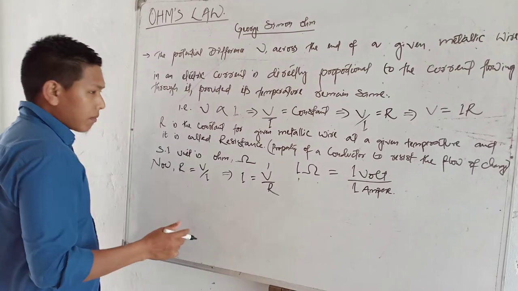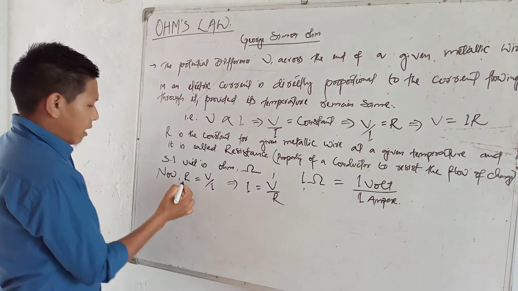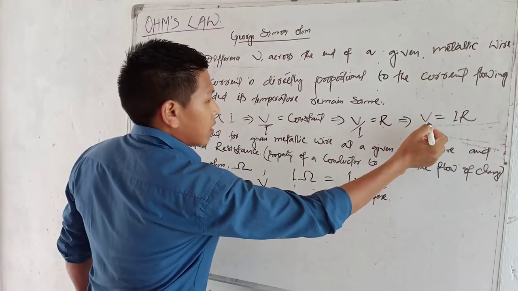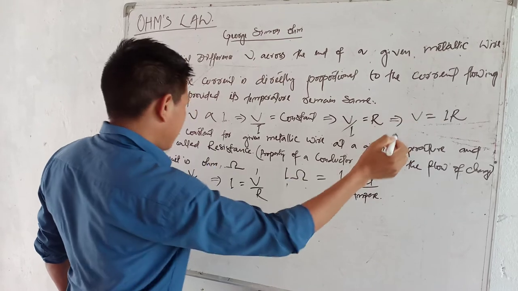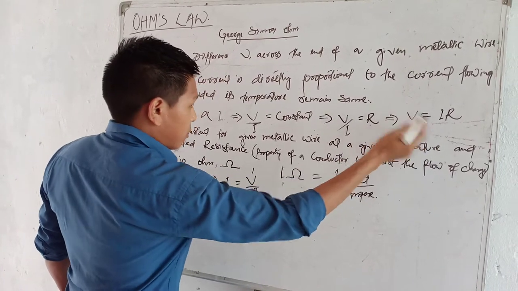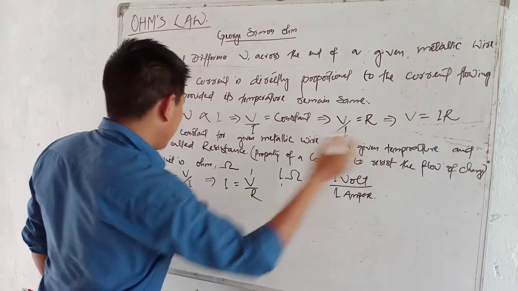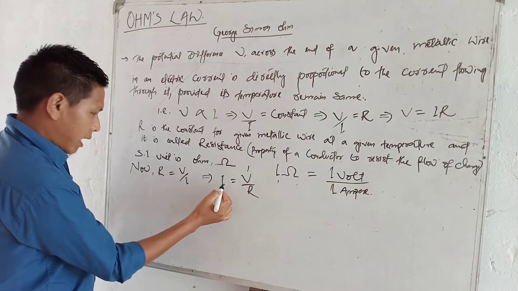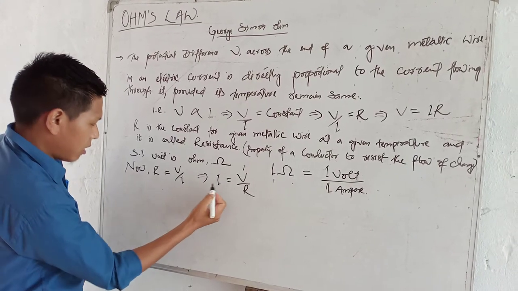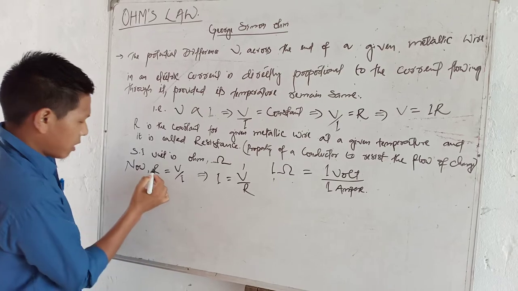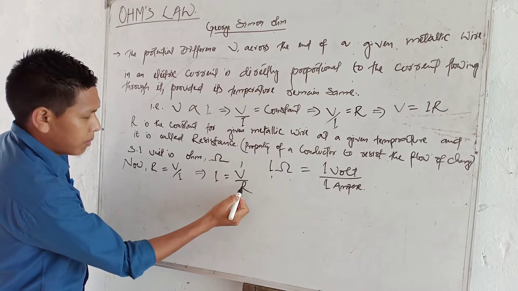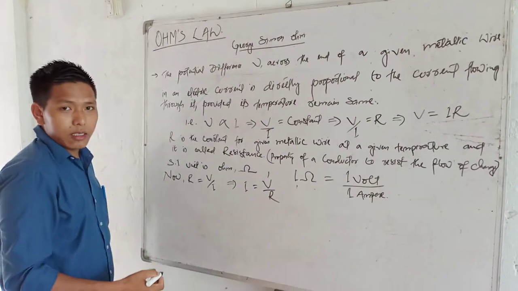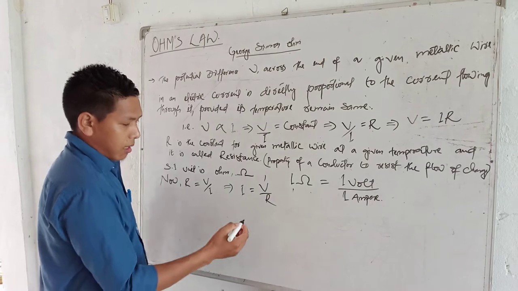Now taking out from here, resistance R is equal to V by I, and this implies I is equal to V by R, which means the current is directly proportional to the voltage and inversely proportional to R.